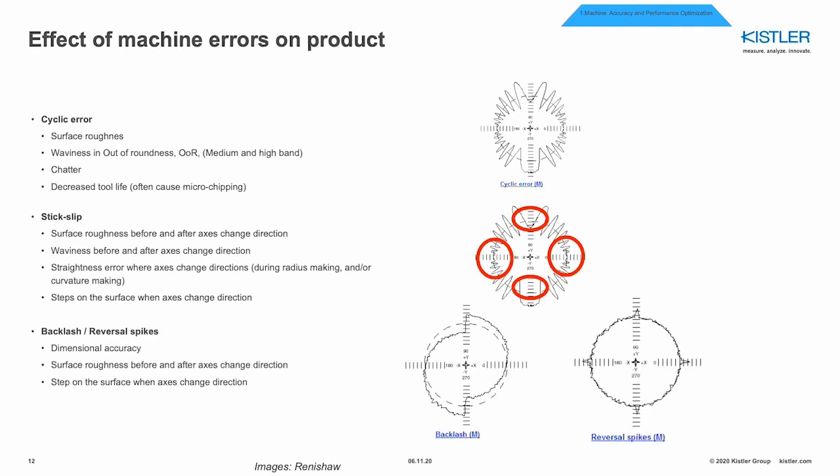And then we have backlash and reversal spikes. As you can see, we have the backlash and reversal spikes when the axis is changing direction again. All those errors can be mechanically and electrically caused. Those backlash and reversal spikes, of course, will affect your dimensional accuracy and the roughness just before and after the axis changes direction again. And it may cause steps on your part.